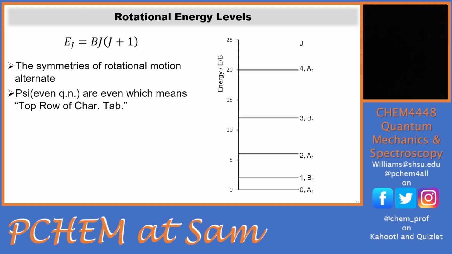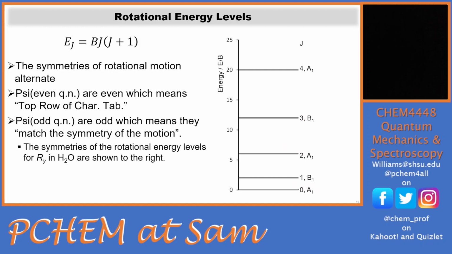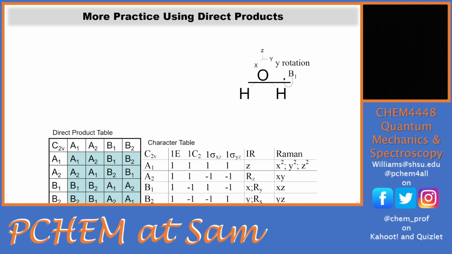Okay, so you notice there that the even quantum numbers are A1 or top row, and then the odd quantum numbers are whatever the symmetry of the motion is. We did this for water earlier. And so this is for rotation of water. Rotation around the y-axis in water, which is a C2V molecule, is B1. So that's where this B1 came from.